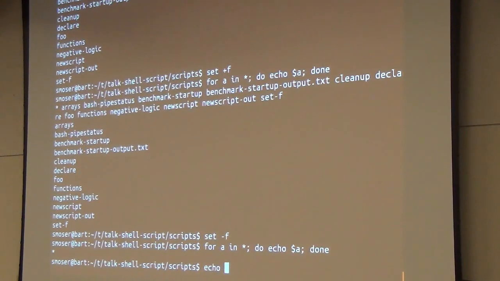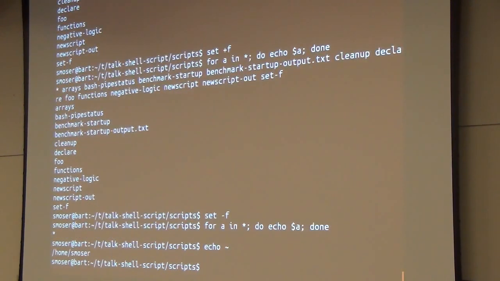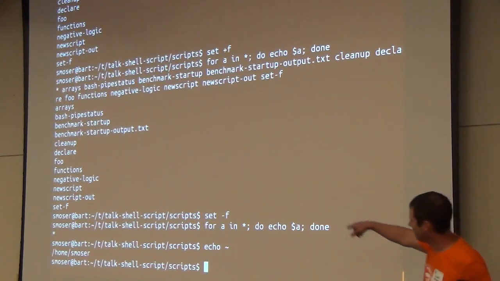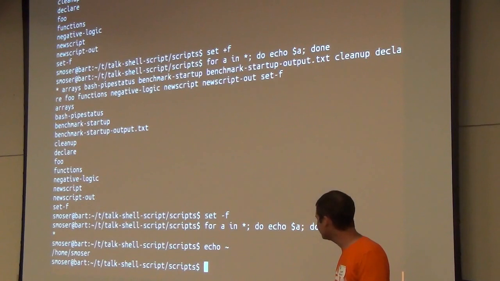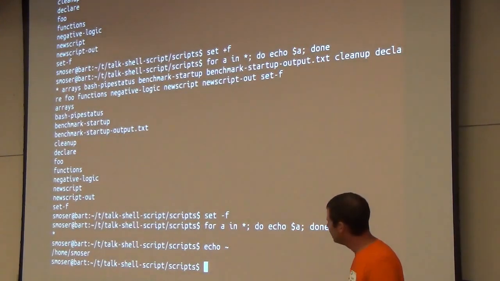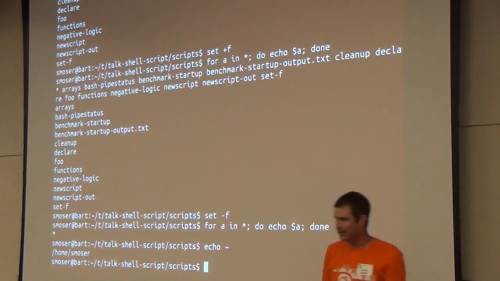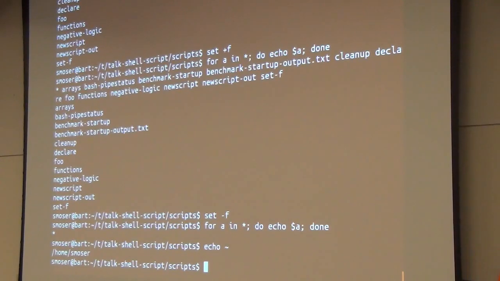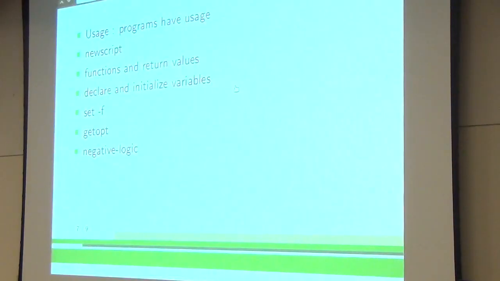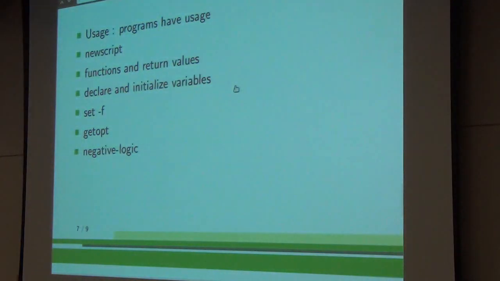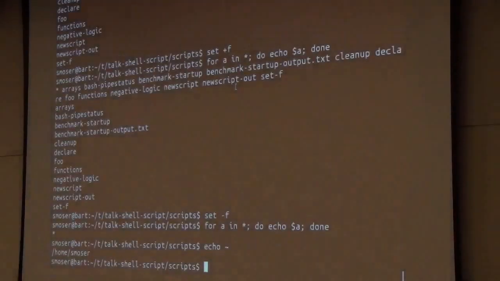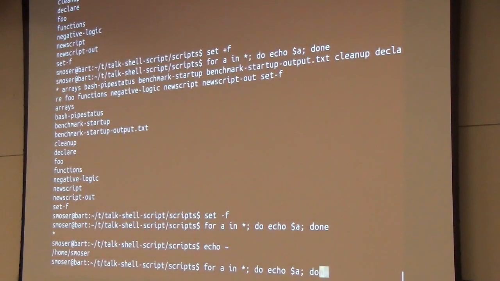Does that do tilde too? No, tilde isn't path name file globbing, but you can get a lot of weird stuff, and if you've got file names with semicolons or carriage returns it just gets really ugly. So in general, always quote variables, because I would have been safe also if I had done this.